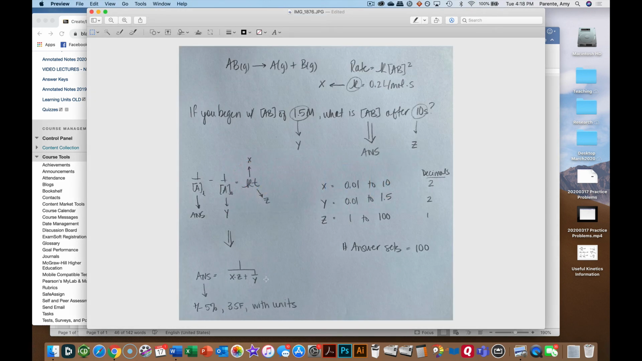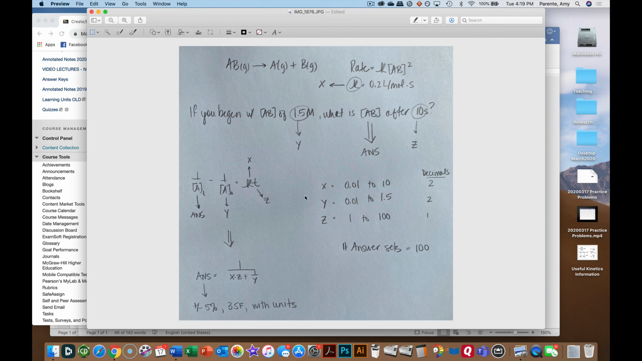We're going to have a few other pieces that we need to put in here. One of the things that we're going to have to do is tell Blackboard how willing we are to be tolerant of numerical variation. So I tell my students plus or minus 5% is okay. I'm also going to tell them that they need to have 3 significant figures and that they have to provide an answer with units. And I'll tell them that the units is going to have to be in molarity, because that's what we started with. Concentration was measured in molarity.